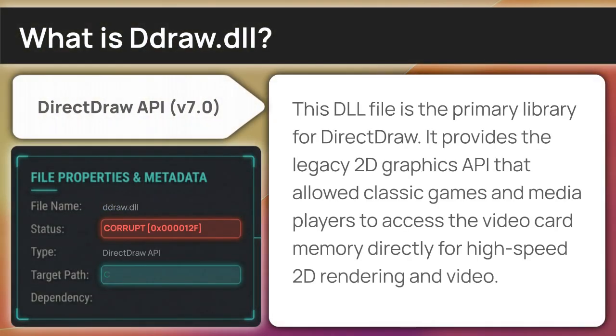This DLL file is the primary library for DirectDraw. It provides the legacy 2D graphics API that allowed classic games and media players to access the video card memory directly for high-speed 2D rendering and video.